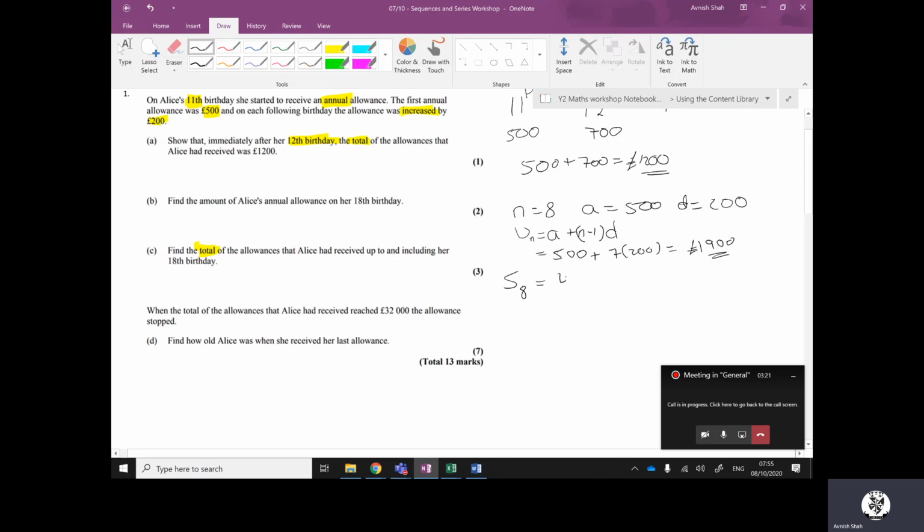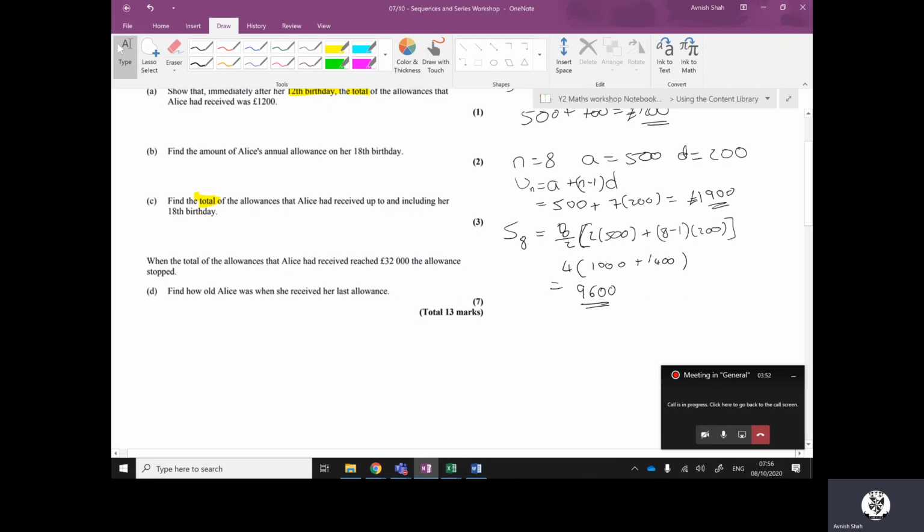n over 2, so 8 over 2, 2A plus n minus 1 times by D. So that's 4 times 1,000 plus 1,400. And if you work that out, that comes to 9,600. And that's a total amount up to and including our 18th birthday.